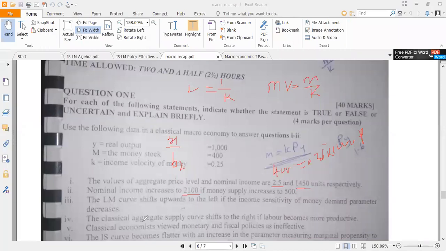What if they stated that with an increase in this parameter, the LM curve becomes steeper? Is that true or false? Please, I'm taking a statement. The LM curve becomes steeper if the income sensitivity of money demand parameter decreases. Is that true or false?